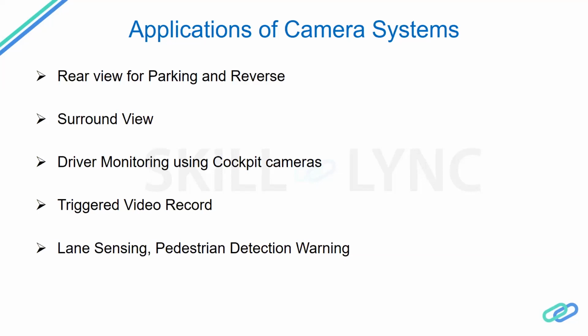And surround view can contain either 4 cameras or 6 cameras, where cameras are placed in the mirror positions on the right and left, and the front and rear, and inside the cockpit as well. If there's a driver monitoring system, there will be a camera inside the cockpit, and a camera for trailer applications. And driver monitoring using cockpit cameras.